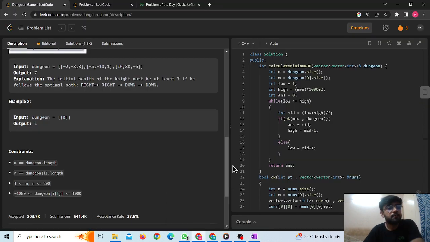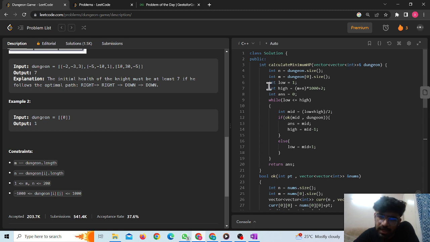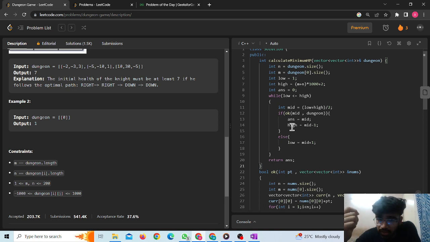See, this is the basic standard binary search that we have implemented. It has nothing very special. The main special stuff lies in this OK function, and this OK function will be checking if we are able to reach the final destination using mid as the initial health or not.